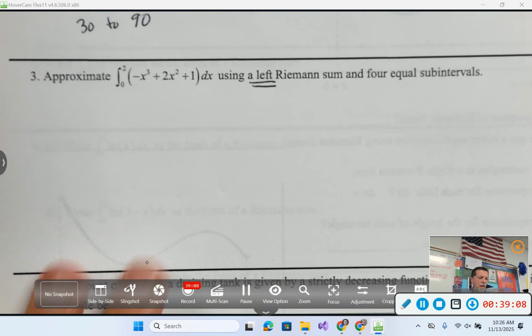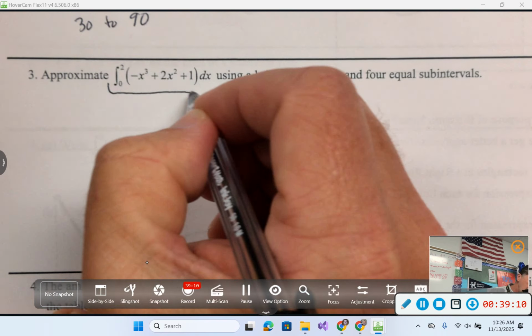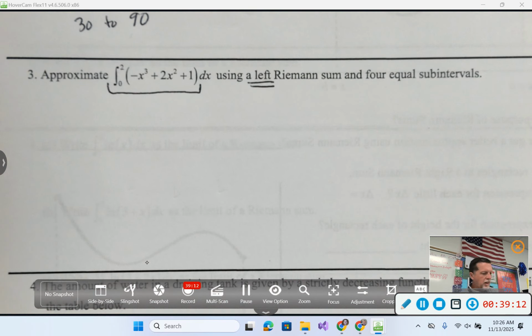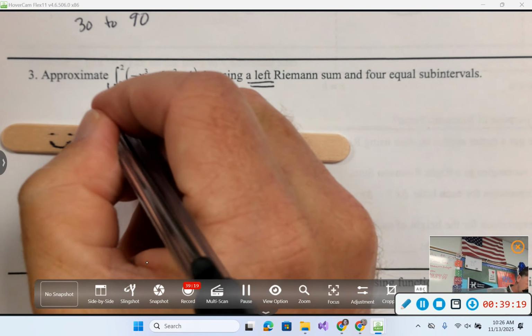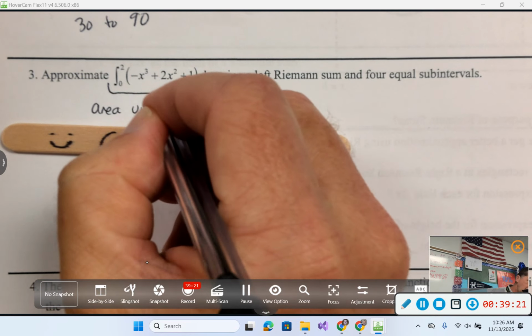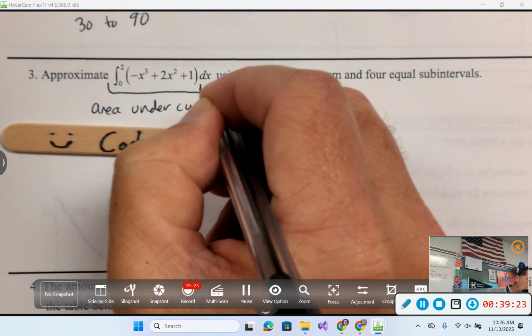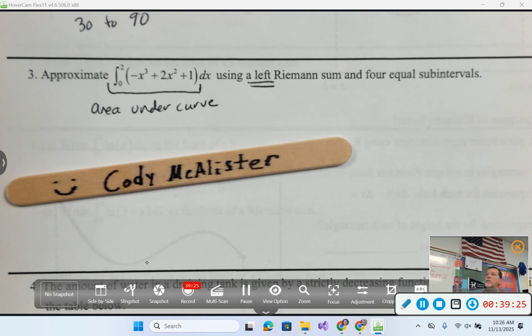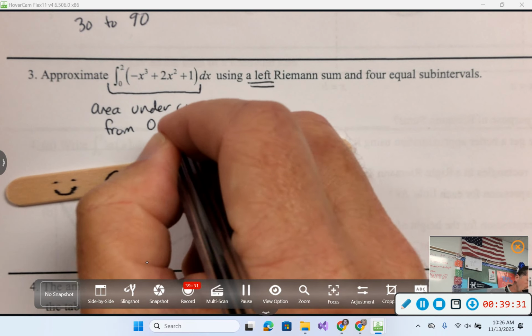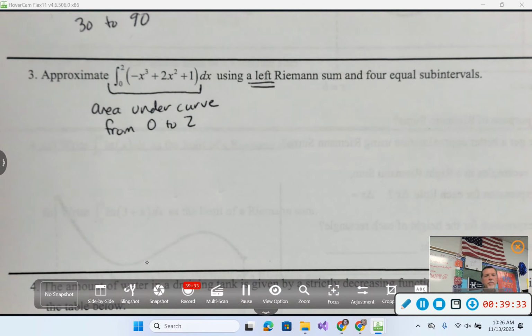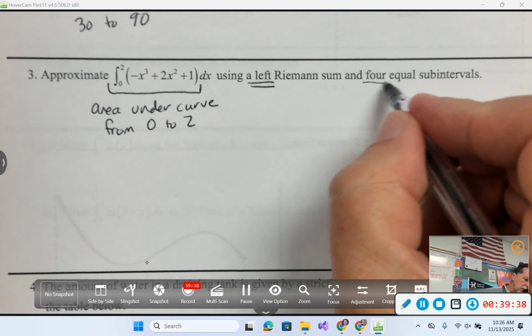So, approximate. We've written this out a couple times. Cody, what's it asking me to find here? The area below the curve. I won't repeat what the curve is. And then from what to what? From 0 to 2. So what it's asking me for is the area under that curve from 0 to 2, using a left Riemann sum, 4 subintervals.